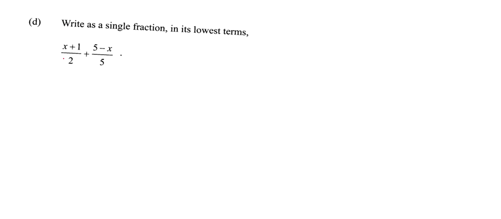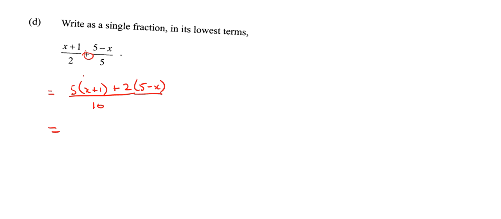Alright, in part D we have to write as a single fraction. Whenever we are asked to simplify algebraic fractions, the first thing we need to do is to find the LCM. The LCM of 2 and 5 is 10. So 2 can go into 10 5 times. And then we have to multiply by the numerator here, which is x plus 1. Plus, we keep in the same sign. 5 can go into 10 2 times. Into 5 minus x.